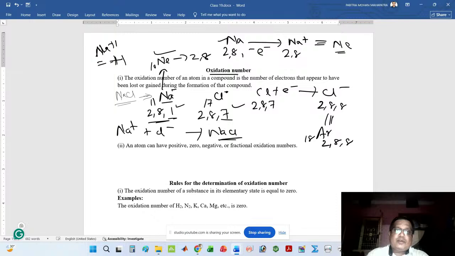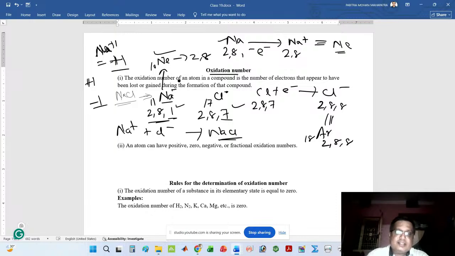In the NaCl molecule, the sodium atom has a tendency to form Na+, that is, it wants to make a charge of +1. So the oxidation number of sodium in NaCl is +1. On the other hand, the chlorine atom has a tendency to gain 1 electron. So here the oxidation number of chlorine in NaCl is -1.